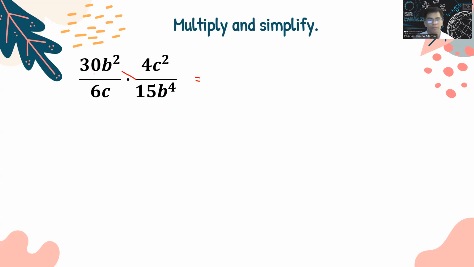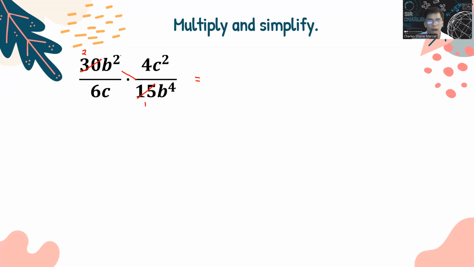So ang gagawin natin, find the common factors of these two values. Itong 15 and 30. So ang common factors nila, yung GCF, the greatest common factor, is 15. So i-divide natin siya both sides by 15. So 15 divided by 15 is 1, and 30 divided by 15 is 2.